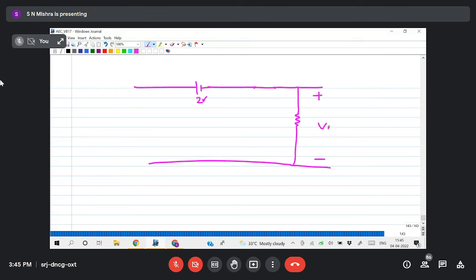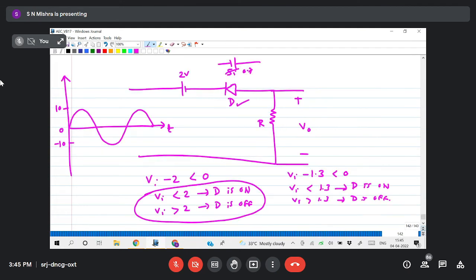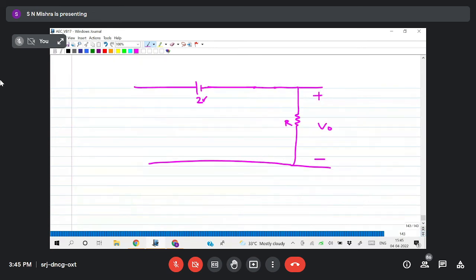Plus minus V naught across R. So what is the first condition? Vi less than 2. Okay. Less than 2 means I will take the negative half cycle as well. Less than 2 means 2 to 0 positive, 0 to minus 10 negative. So entirely I am taking negative.